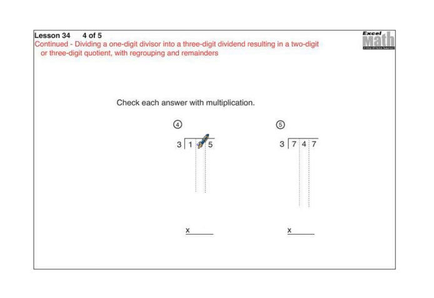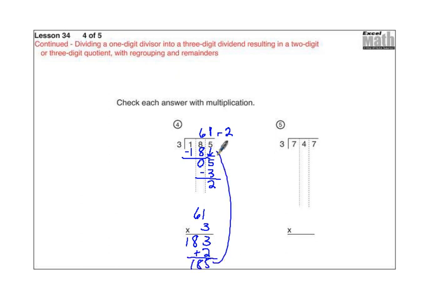All right, 3 goes into 18 6 times. 3 times 6 is 18. 18 minus 18 is 0. I'm going to bring down the 5. 5 divided by 3 is 1. 1 times 3 is 3. 5 minus 3 is 2. And so you have a remainder of 2. Remember to check it. 61 times 3, and you get 183. We add our remainder and get 185, which is the same as that.